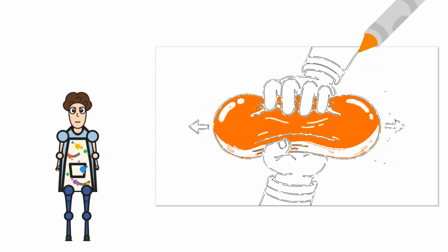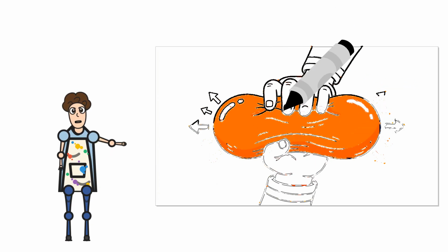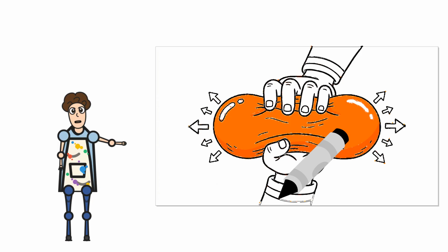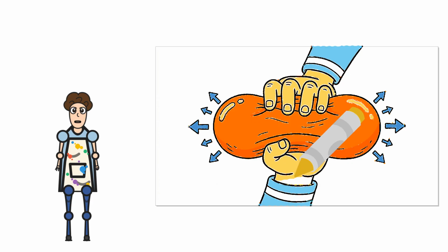Think of it like this. Imagine you are holding a stretchy rubber ball. If you squeezed it equally from all sides, it would stay round. But if you pinched both ends and pulled, it would stretch into an oval. That is exactly what the moon's gravity does to Earth's oceans. The pull is not uniform. It varies.